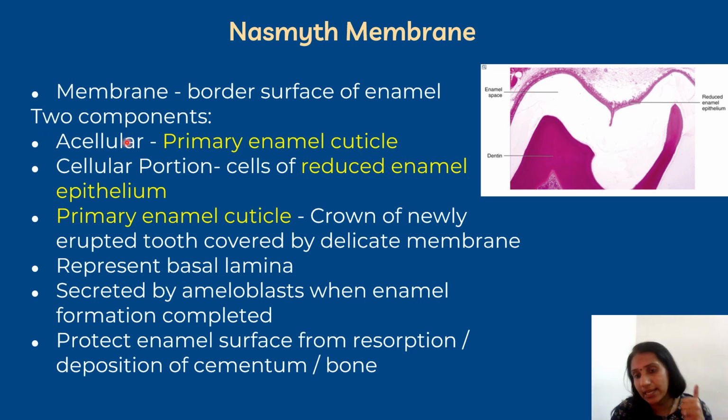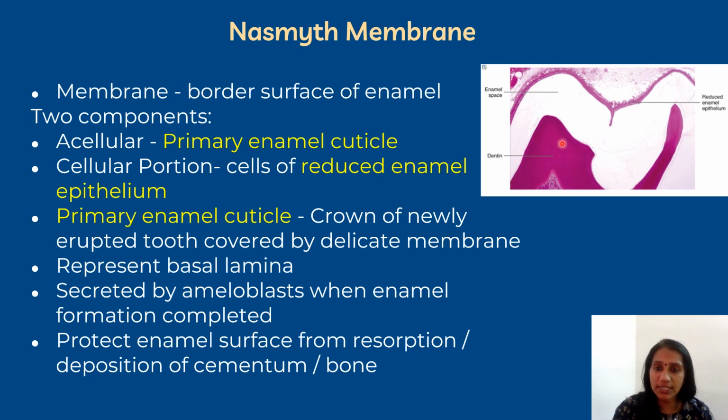It has an acellular portion, that means an area without cells, which is called the primary enamel cuticle. And you have another area called the cellular portion, which is made up of cells, and that cellular portion is basically the reduced enamel epithelium. So you have an acellular portion just adjacent to the crown area, and above the acellular portion you have a cellular portion, which is the reduced enamel epithelium. So Nasmyth's membrane is made up of two layers: the primary cuticle and the reduced enamel epithelium.